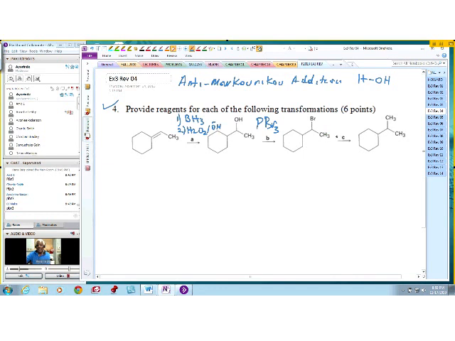Now what do we need to do here? We're going from the secondary alkyl bromide, and we are now forming a new carbon-carbon bond. What reagent do we need for C? Gilman, excellent, Gilman reagent.